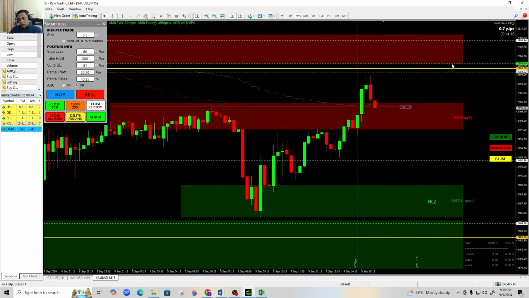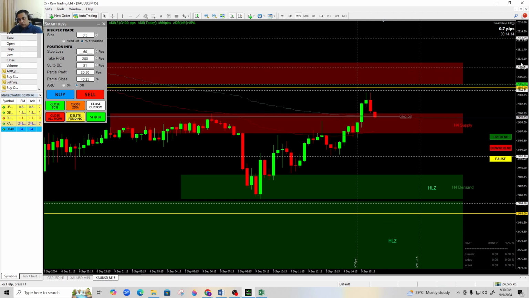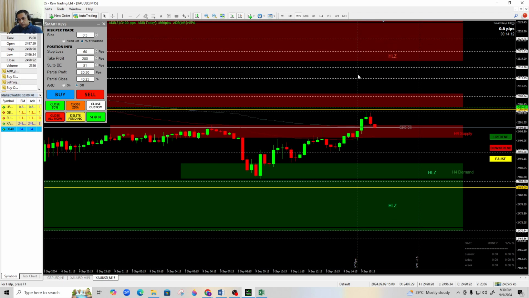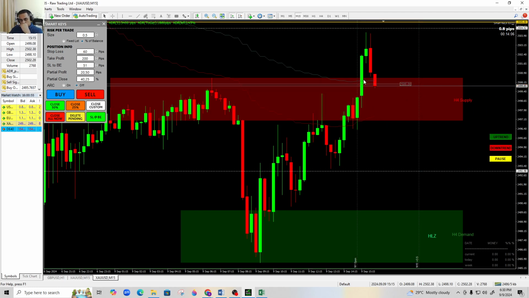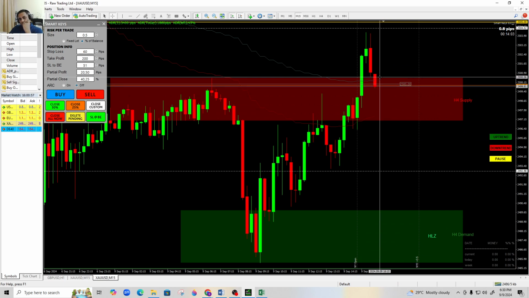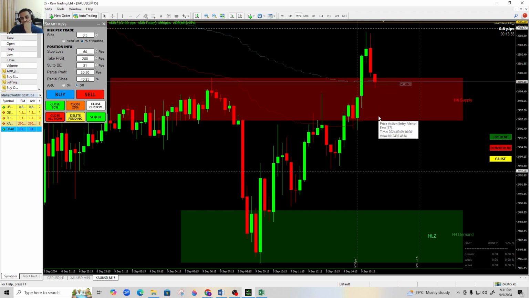I need it to come to my area of interest. I need it to come here. This is the high liquidity zone that I'm waiting at for a trade. This M15 signal could work. Price would come down 34 pips. I don't know. It may or may not. But it's not my trade.